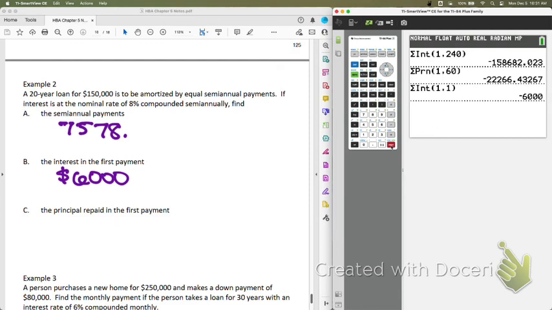So similar way of doing it for part C. If I want to know the principal repaid in the first payment, I can really do one of two things. I just kind of talked through that. If $6,000 of your payment is interest, how do you find out how much is principal? You can just subtract. Now, if that doesn't make sense to you, what else could you use? Yeah, we could do the sum of the principal from 1 to 1. Either way, you're going to get the same answer.